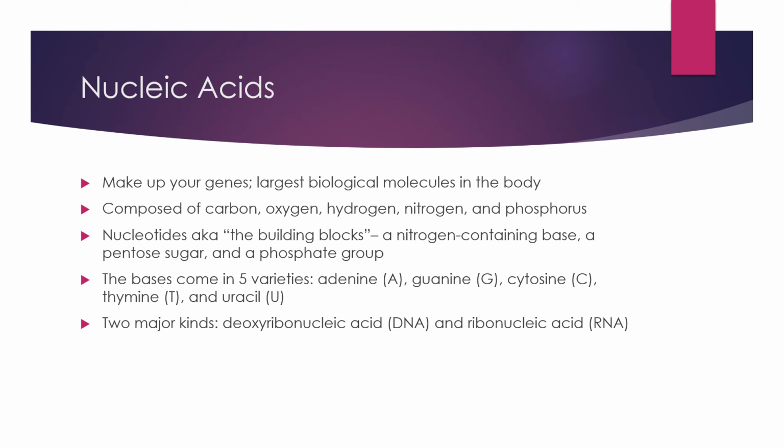Now let's move on to nucleic acids. So nucleic acids make up your genes. It's the largest biological molecule in the body, composed of carbon, oxygen, hydrogen, nitrogen, and phosphorus. Considered the building blocks, so a nitrogen-containing base, a pentose sugar, and a phosphate group. The bases come in 5 varieties. So we have A, G, C, T, U: adenine, guanine, cytosine, thymine, and uracil. The 2 major kinds of nucleic acids are deoxyribonucleic acid, DNA, and ribonucleic acid, RNA.